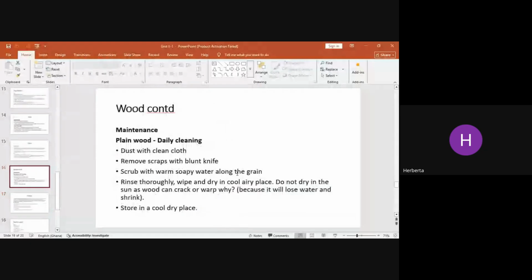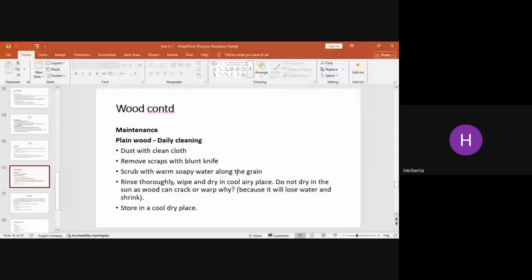How do you maintain the wood if it is being used for doors? It is being used for door handles. It is being used for countertops. It is being used as wardrobe, cupboard, shelves. How do you maintain them?